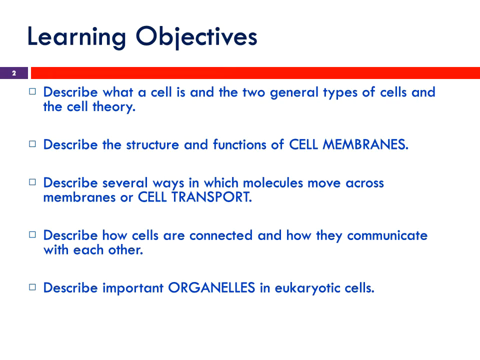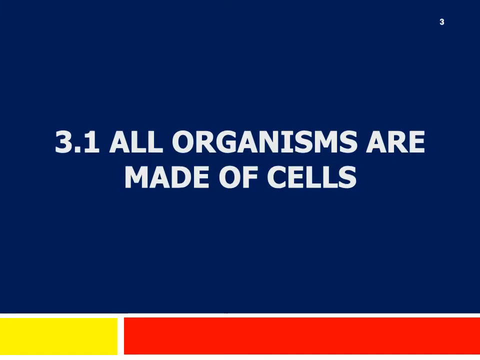We have a few learning objectives. You're going to tell me about what a cell is, the two types, and the cell theory. You're going to describe the structure and function of cell membranes for these first two sections, and the other three are later on. First one, 3.1, all organisms are made of cells.